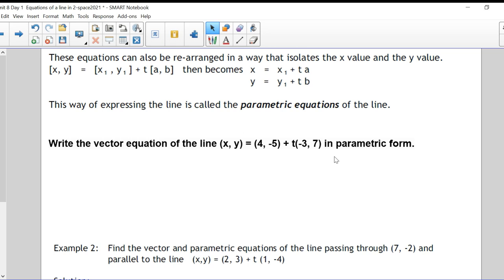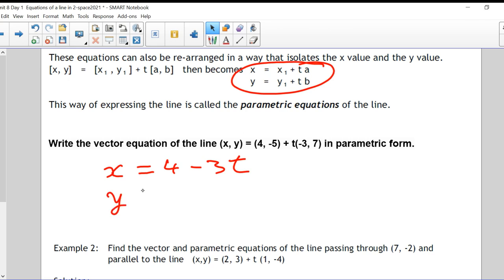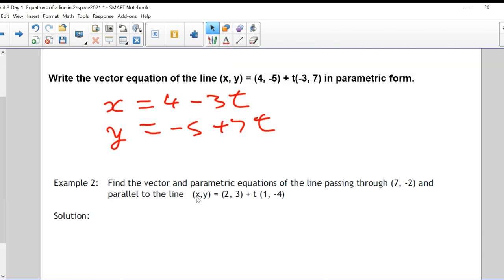So I'm going to write the equation of the line in parametric form, which I just did a few minutes ago. Here are the parametric forms. The first parametric equation is that x is equal to 4 minus 3t, and y is equal to minus 5 plus 7t. There's your parametric form right there. Okay?